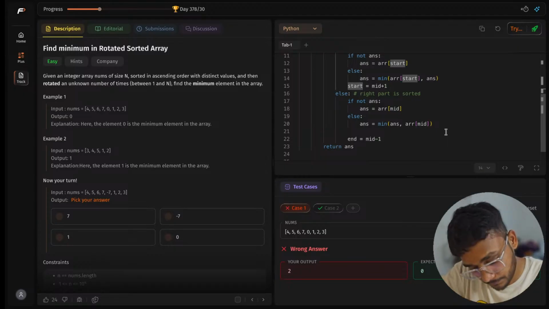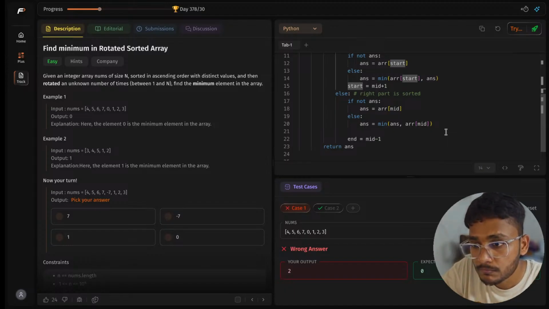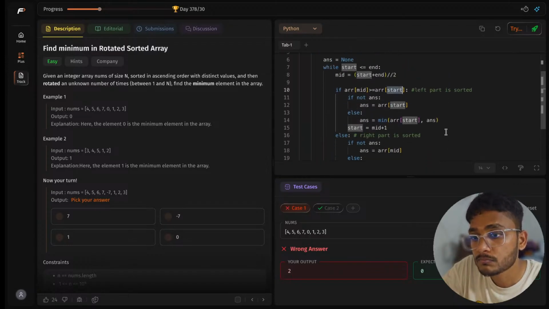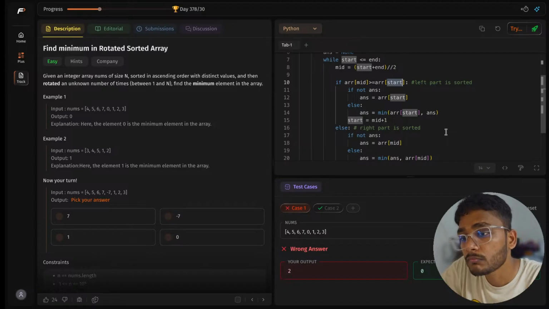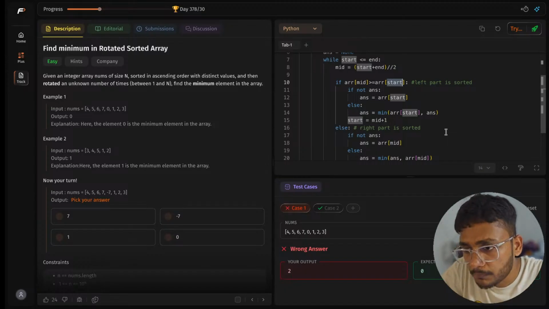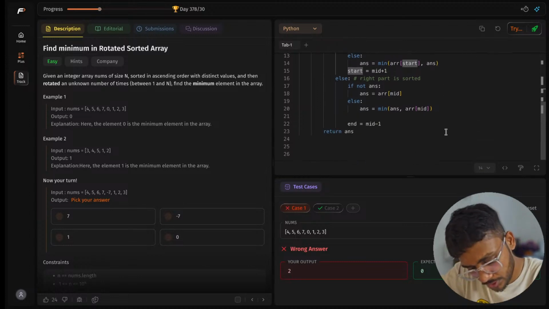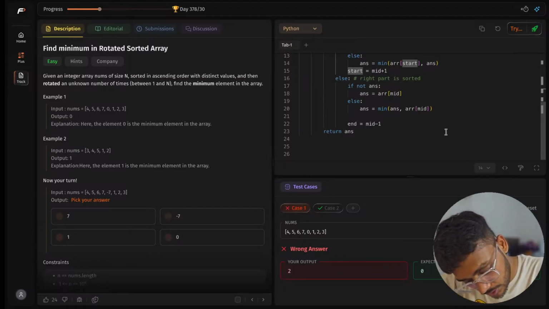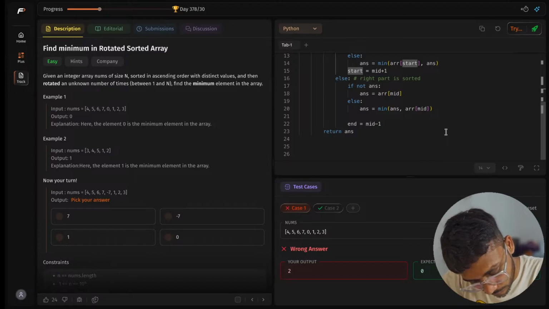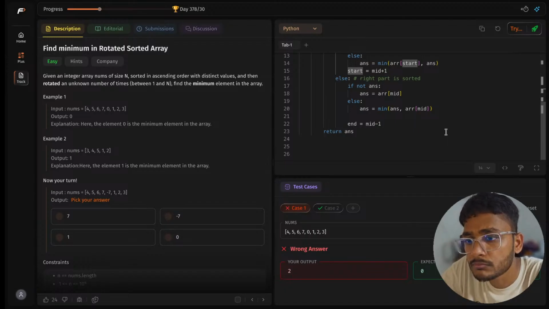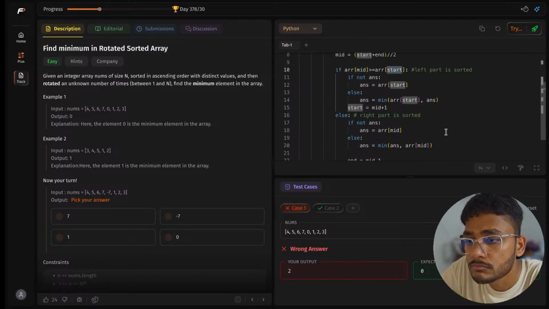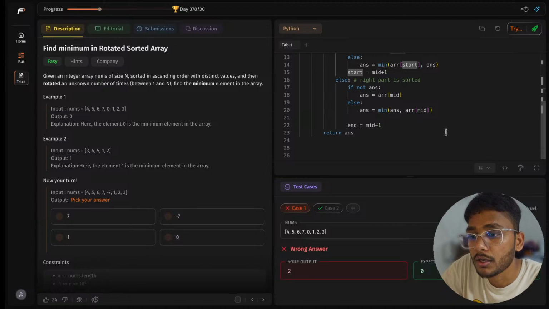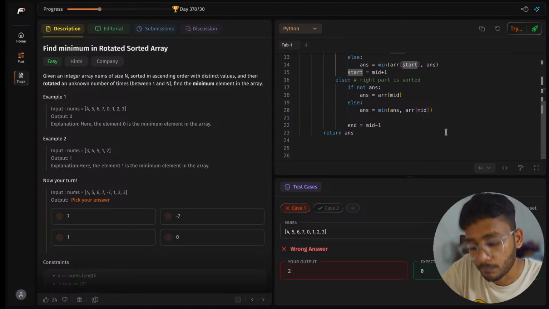Minimum of array of start and answer. But what's wrong with it? Logically it should return this one value only, right? When this part is sorted, it will just look at this part. 0 to 1, everything is okay. So we'll say 0 is the smallest value. Else min of answer and array of mid.